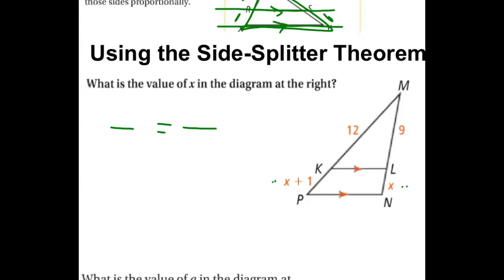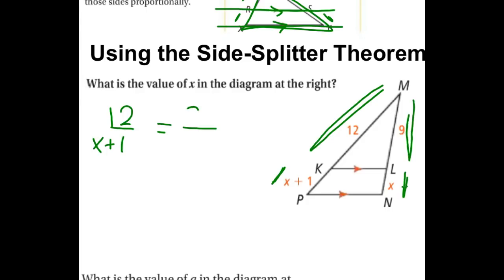Okay, so side splitter, those ratios, we're going from parts on the same side. So I've got this 12, so I'm going to take that 12. So I've got a few choices. If I'm going to follow the basic syntax of that side splitter, I'm going to set it up to the other part on that side, x plus 1. And I'm going to follow that same kind of order on the other side of the triangle with the parts, my 9 and my x. So I go 9 over x. And now I've got a proportion that I need to solve for x. And once I finish solving, I will be good to go.